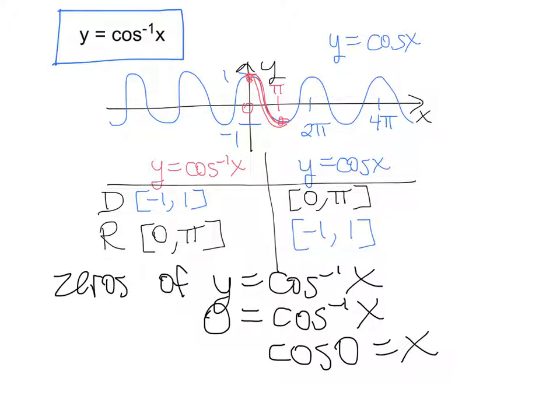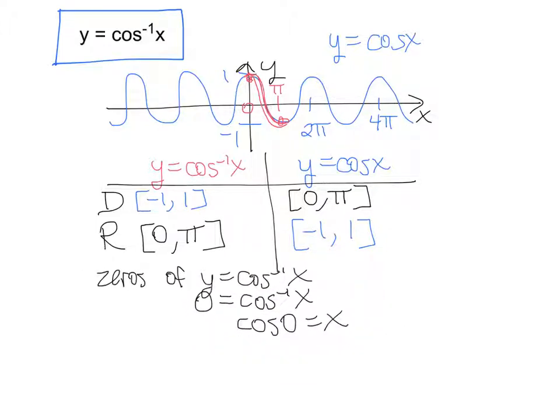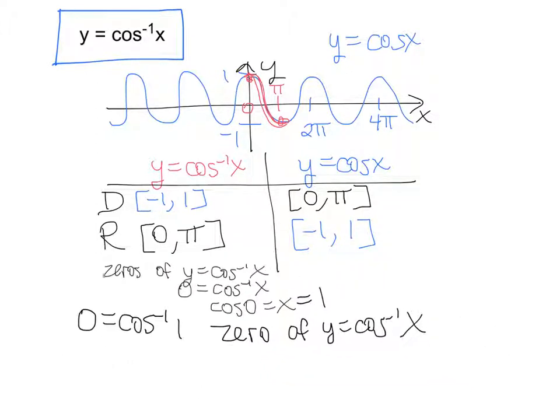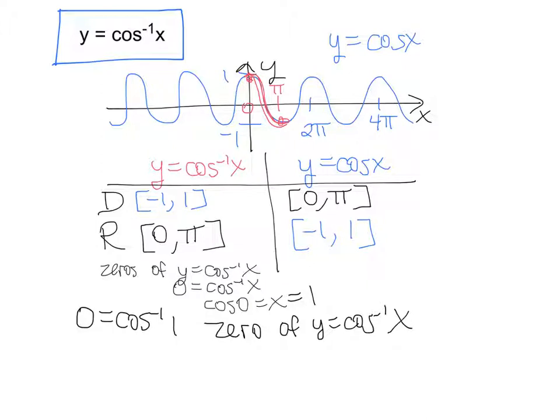So what is the cos of 0? The cos of 0 is 1. So 0 is equal to cos inverse of 1. So the 0 of the cos inverse function is x equal to 1. So there you have domain, range, and zeros.